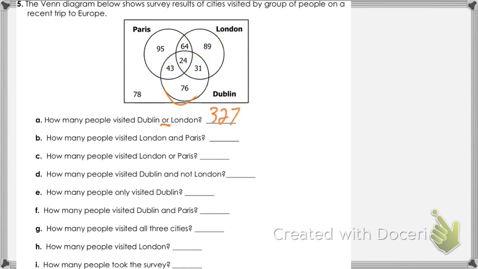Next, we want how many people visited London and Paris. London and Paris, so just the overlap of London and Paris. 64 plus 24 makes 88 because the word and there is key.